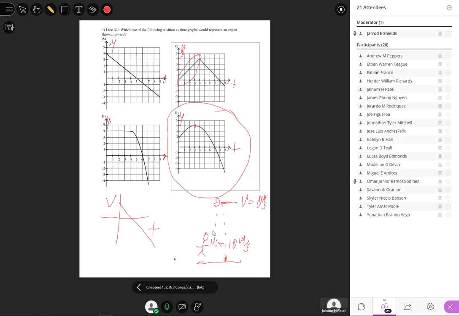Because right from here to here, just before we hit 0, this is all positive velocity. Okay? But it's decreasing positive. Then once it turns around and starts coming down, then it's increasing negative velocity. Does that make sense? Yes. Okay. Very good.